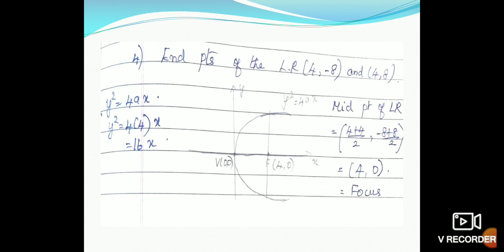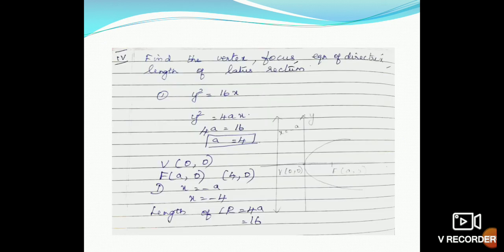Midpoint 4 comma 0 is the focus. 4 comma 0 I have marked here. 4 comma 0 is the focus. The coordinate for the focus is a comma 0. In place of a comma 0, I have 4 comma 0. So a is equal to 4. Substitute in this equation: y square is equal to 4ax. Y square is equal to, in place of a, 4 and so on. Right? Next.